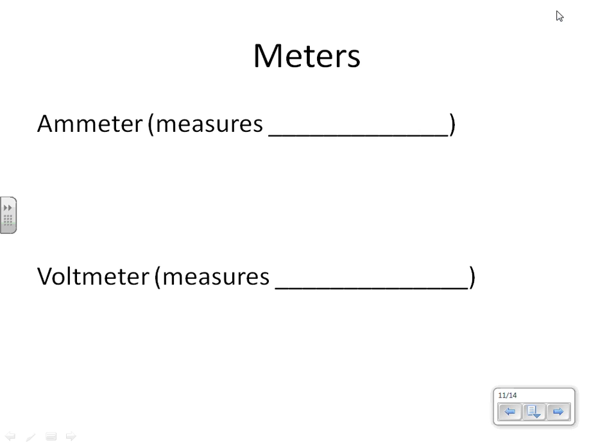Oh, hold on. My smartboard just disconnected. Oh, shoot. Great.